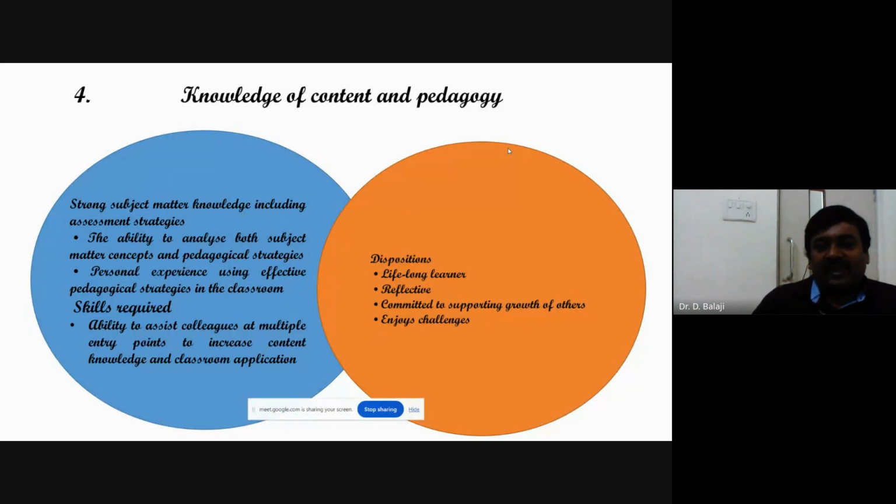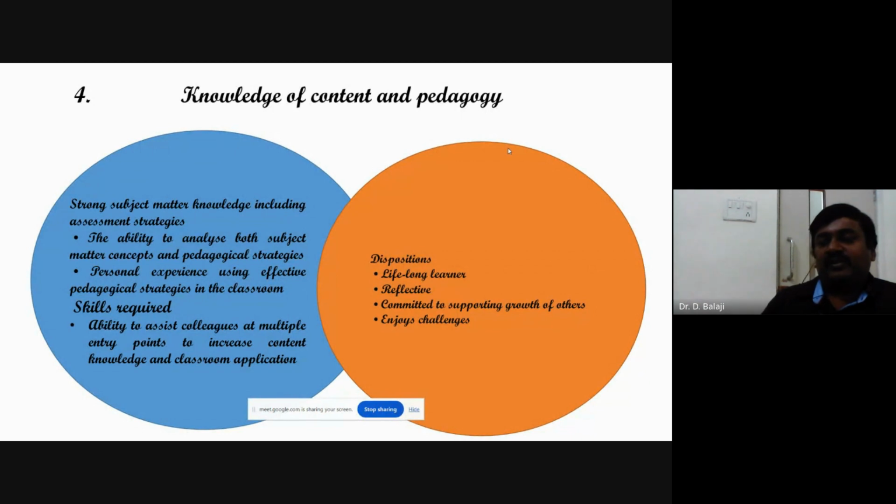Reflective means, as I told you earlier, for this knowledge of content and pedagogy, you are reflective. Check where your knowledge is right now. Check it once, reflect, correct it, and have lifelong, everyday learning. If you are like that, you will be a good leader. Committed to supporting growth of others. You should give this opportunity to others also.